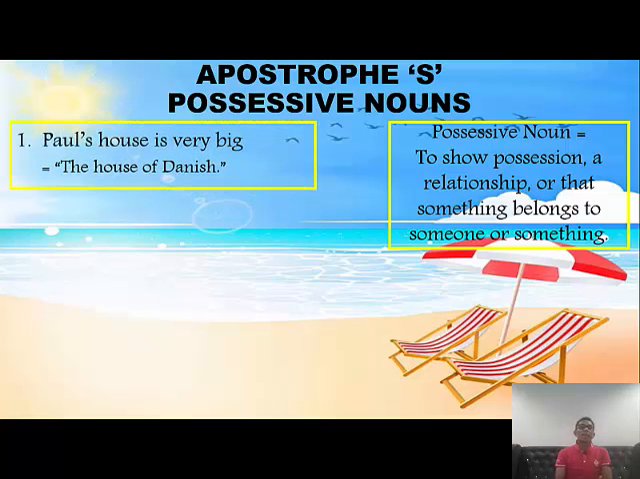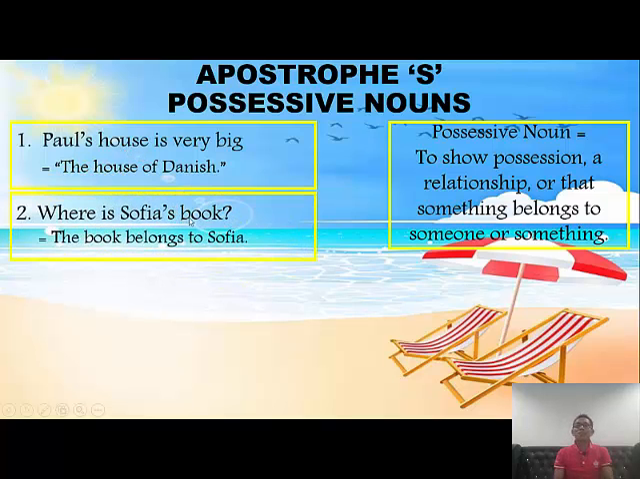Now let's take a look at another example. Number one, Paul's house is very big. Now that's apostrophe s here. The house of, sorry, it has to be Paul. I've got to change this to Paul. I'm so sorry. So the house of Paul, it shows that the house belongs to Paul. Paul owns the house and the house is big. Now let's take a look at number two. I'm sorry about this inconvenience and I'll change it later.